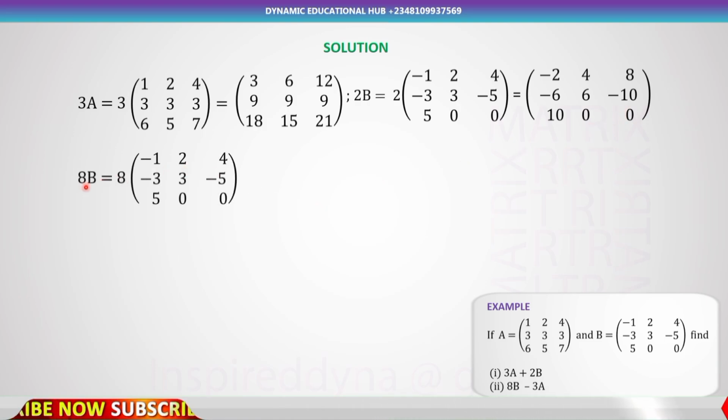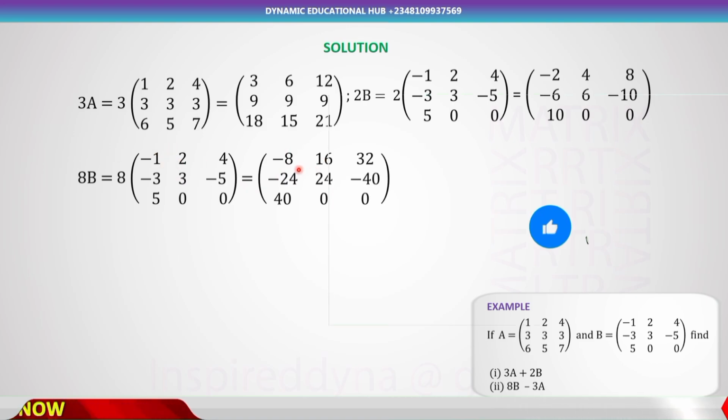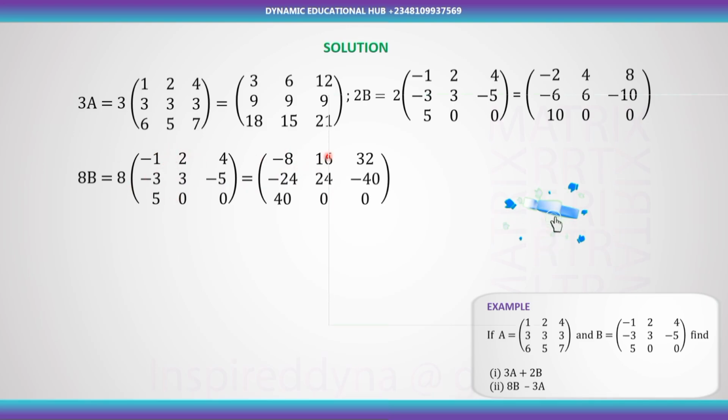Let's do 8B. 8B gives us 8 outside, and we have our matrix B here. We expand it again. That gives us 8 times minus 1, we have minus 8. 8 times 2, we have 16. 8 times 4, we have 32. 8 times minus 3, we have minus 24. 8 times 3, we have 24. 8 times minus 5, we have minus 40. 8 times 5, 40. 8 times 0, 0. 8 times 0, 0. Now let's start solving our question.